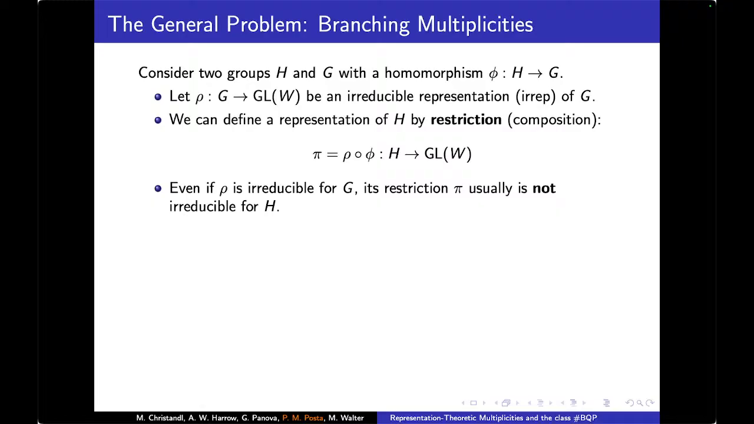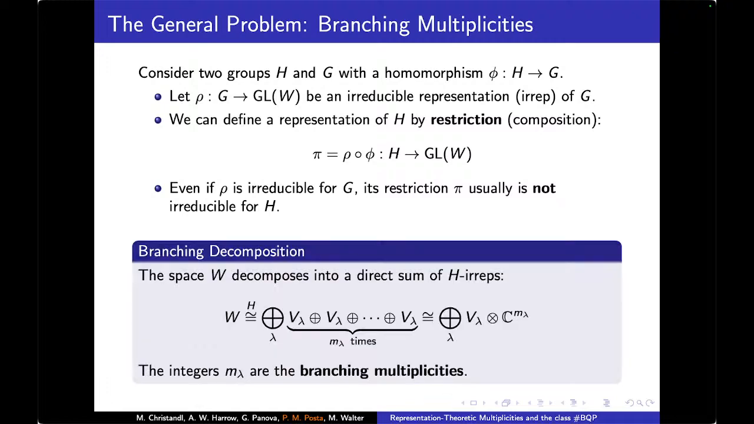So let's start by considering two groups, H and G, and a homomorphism from one to the other. You take a representation of the big group. I will call H the small group and G the big group, even though there is no real need that one is bigger than the other. We have a representation of the big one, and this can be pulled back to be a representation of the small one via this phi homomorphism. And even if the representation of the big group is irreducible, the pulled-back one may not be irreducible. In fact, in general, it isn't.